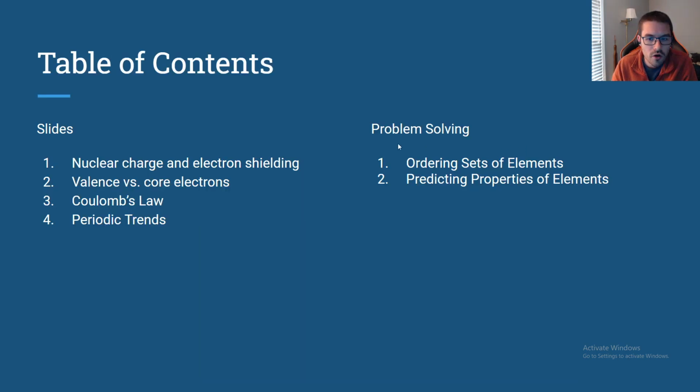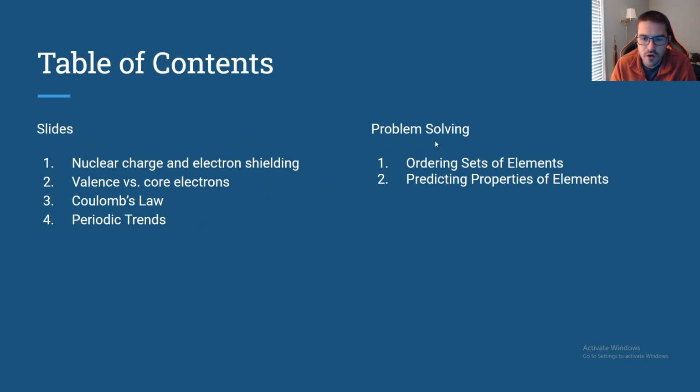Okay, we are going to be getting into Coulomb's law again. But first, we're going to take a look at some terms that I think need some better defining. We've sort of touched on these terms, nuclear charge and electron shielding, as well as valence and core electrons. We're going to wrap this up into Coulomb's law, revisit that again, and then apply Coulomb's law to help us understand periodic trends. That'll be the main purpose for this video.